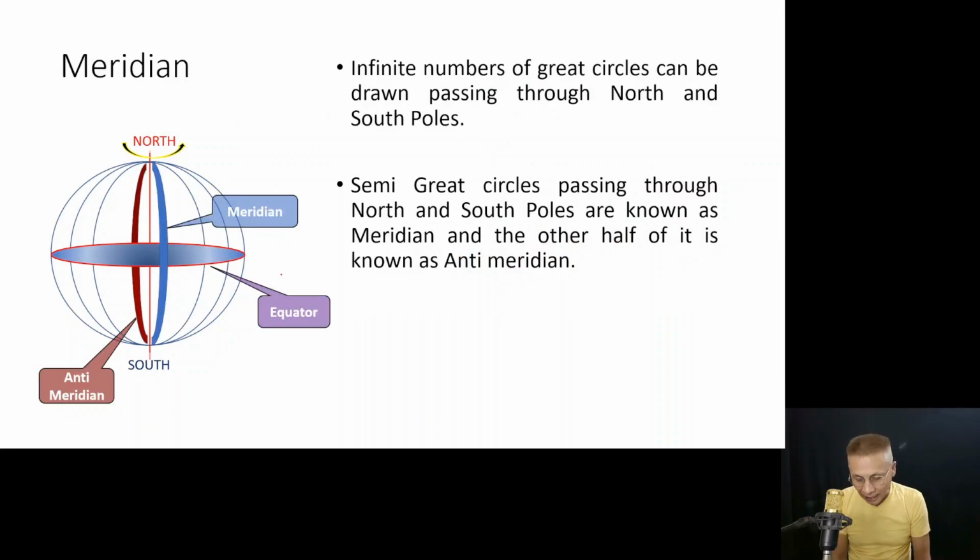And some of the other lines which are important are the meridians. Okay, so why do we have to understand these meridians? When I was starting my class, I said that when we fly from one place on the earth to another place on the earth, how do we describe this place on the earth?